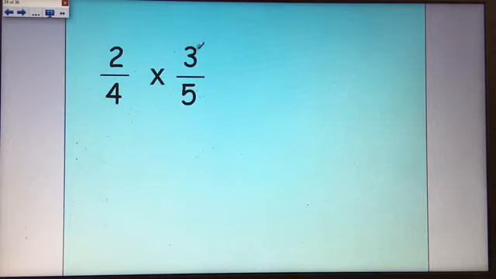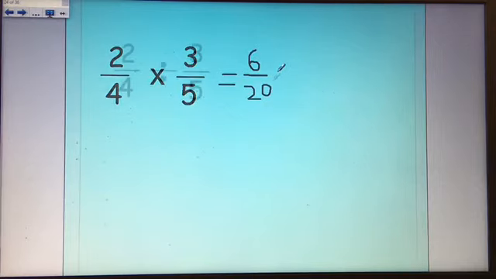All you've got to do is multiply the top, the numerator, and then multiply the bottom. So 2 times 3 makes 6. You can chat the screen if you want when I call out these number sentences. And 4 times 5 makes 20, which would be 6/20. And if you wanted to simplify that down, you can divide them both by 2 and make that 3/10.